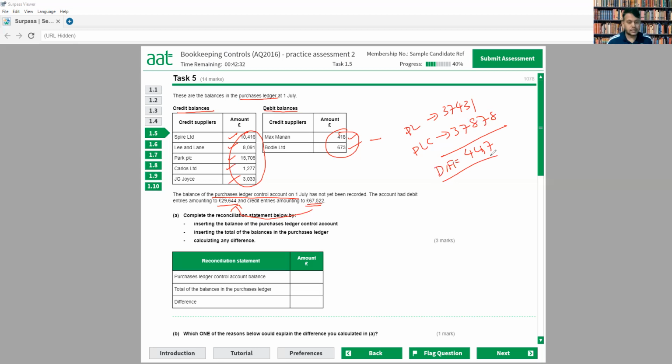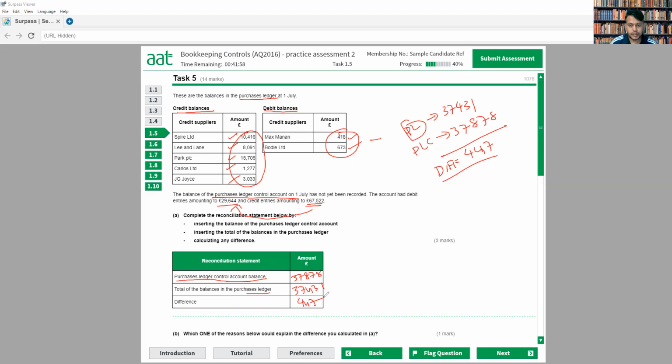So let's do that. The first one, they said purchase ledger control account balance. This one we just did, 37,878. And the next one we have is the total of the balances in the purchase ledger, and that is 37,431. This is the purchase ledger total balance list, and the difference is 447.